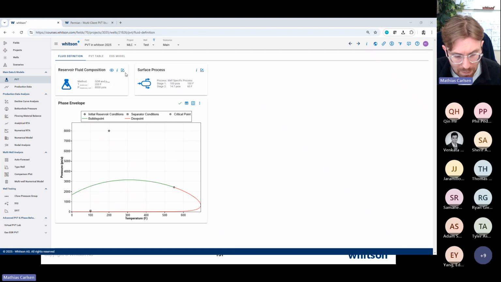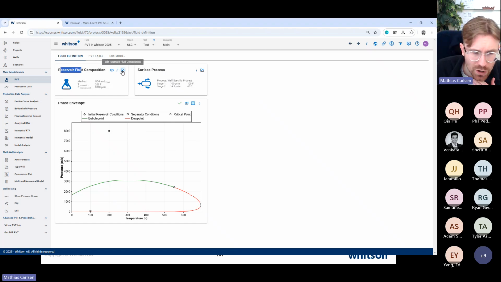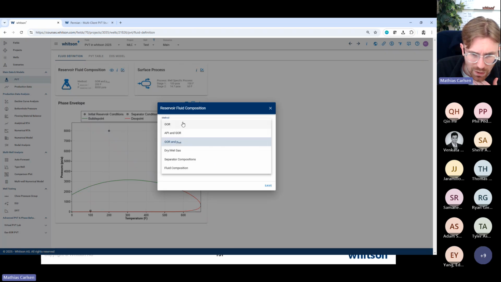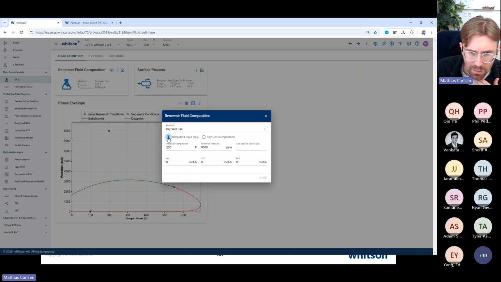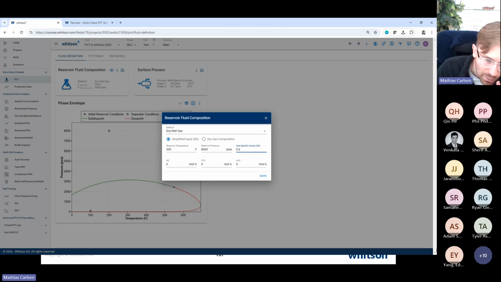The absolute last example would be to create a dry gas. And to do that in the reservoir fluid composition card, we open this guy, we change the method to dry gas, and that could be either a composition or it can be a simplified input. We're going to use the simplified input right here. I'm going to make the specific gravity 0.6. Then we're going to click save.